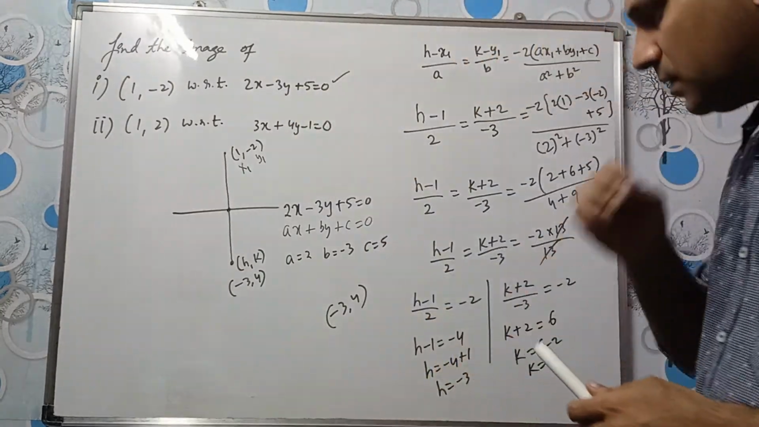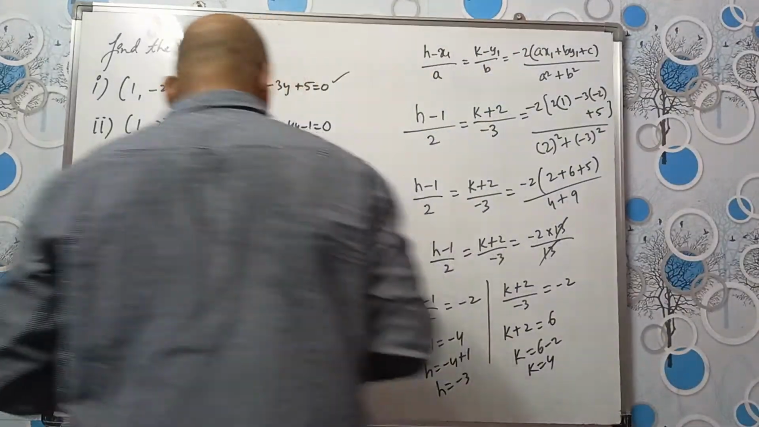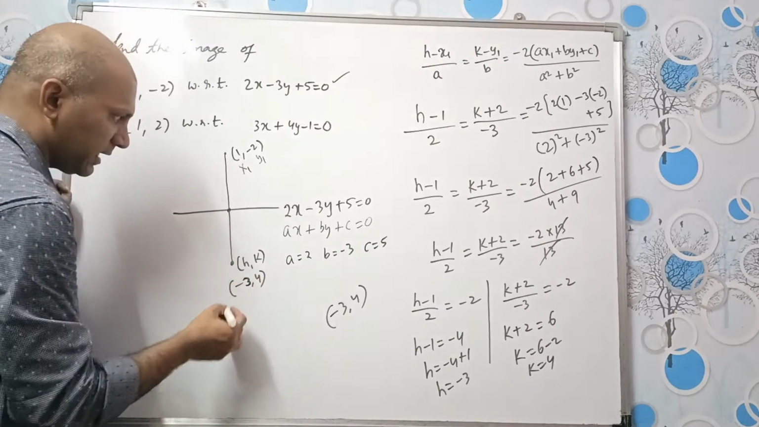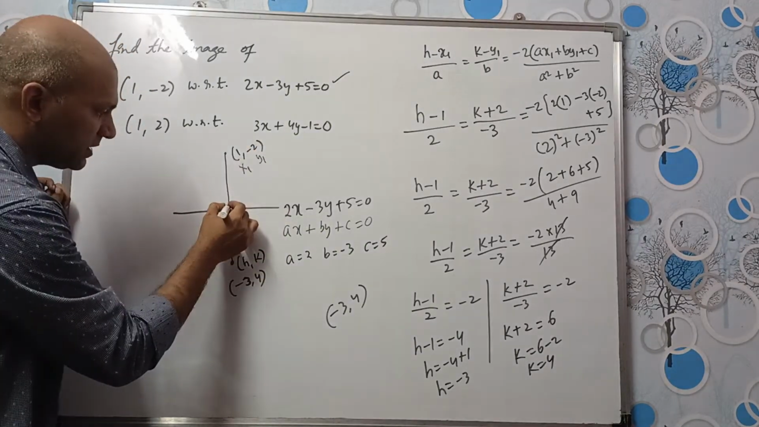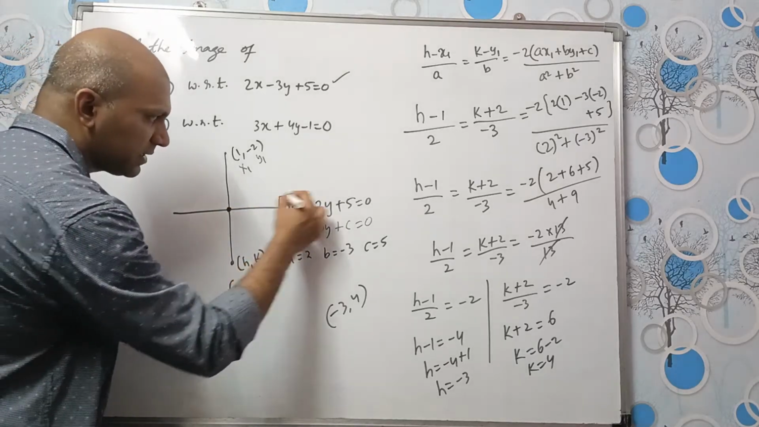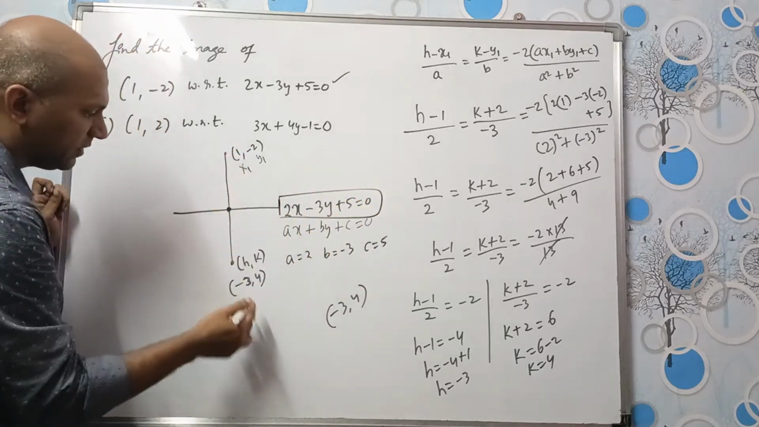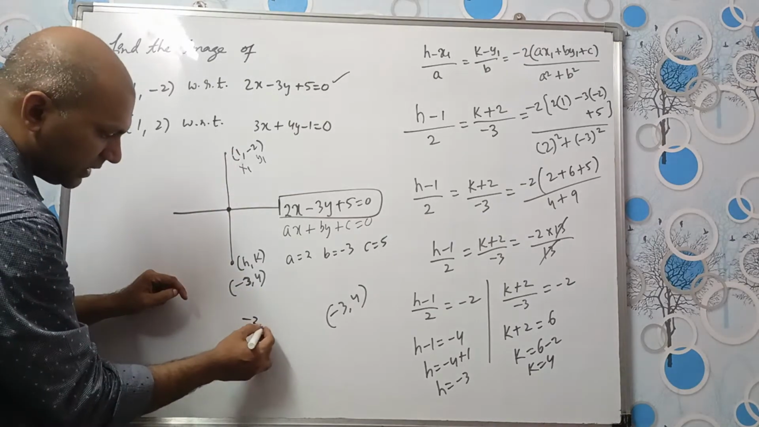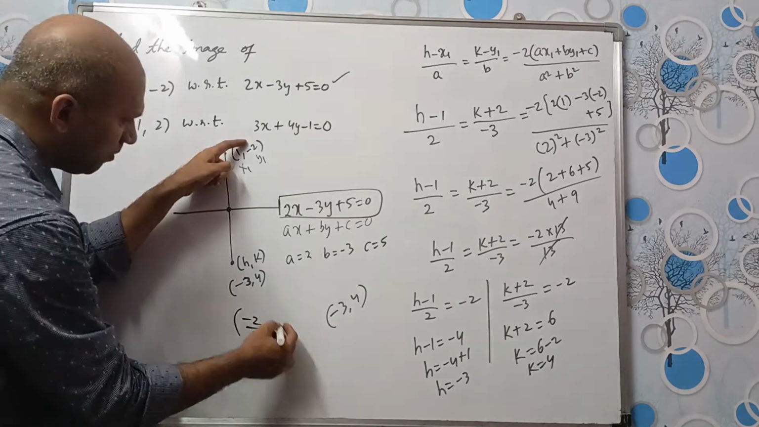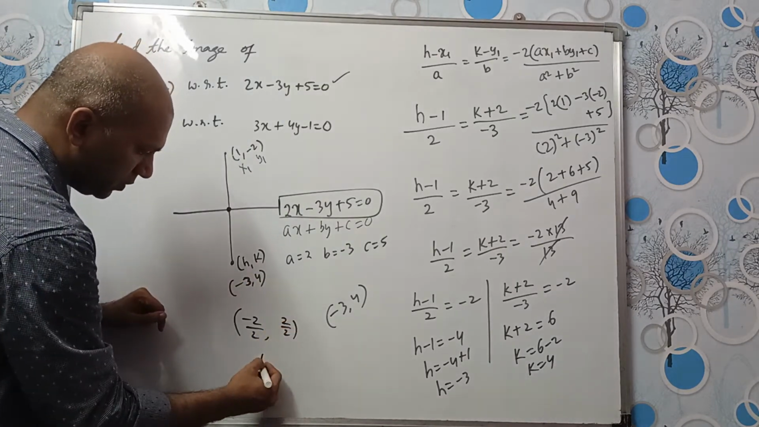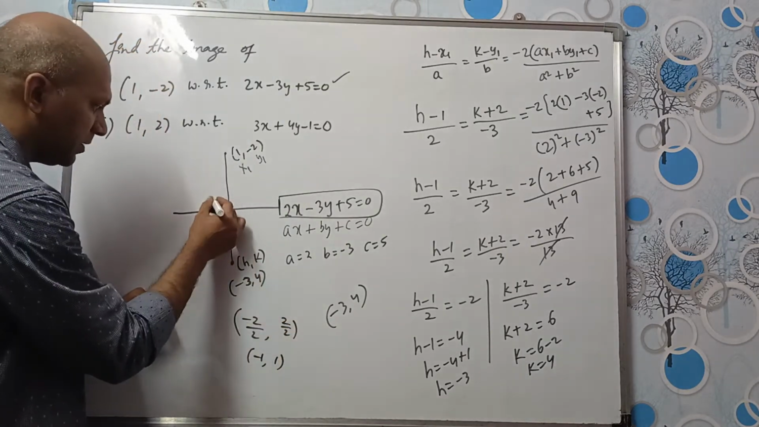Okay, now see, how can we check that this is the correct answer? Let us find the midpoint of this. The midpoint will be here, right? And that point should satisfy this equation. Let us go ahead and find the midpoint. (1 minus 3) minus 2 divided by 2, (minus 2 plus 4) divided by 2. So minus 1 comma 1 is the midpoint.